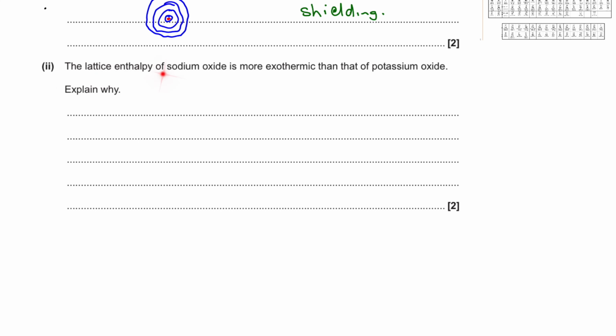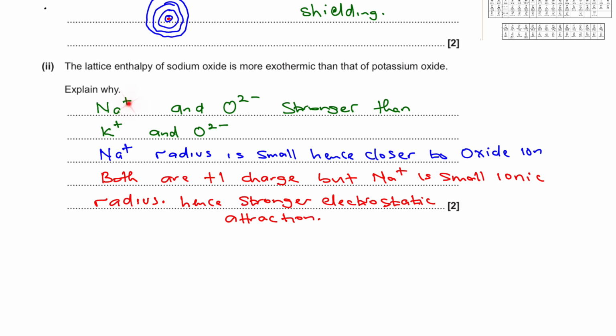E part 2. The lattice enthalpy of sodium oxide is more exothermic than that of potassium oxide. Explain why. Well, the sodium ion and O2 minus ions attract more strongly than the potassium ion and O2 minus ion. The sodium ion radius is smaller and closer to the oxide ion compared to potassium. Both of them have a +1 charge, but sodium has a smaller ionic radius, hence stronger electrostatic attraction.